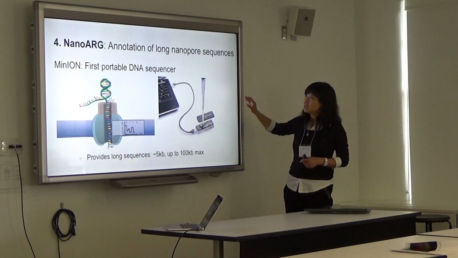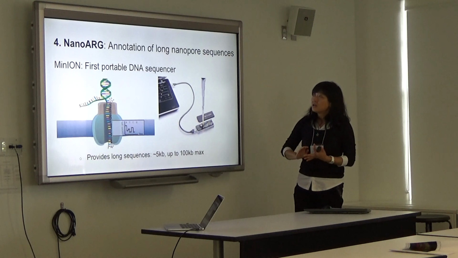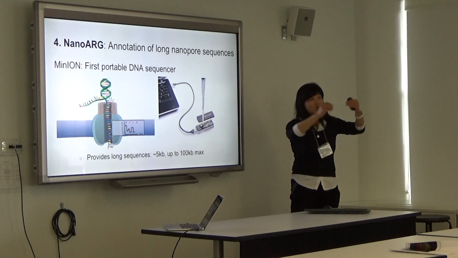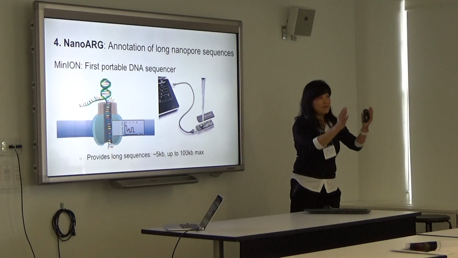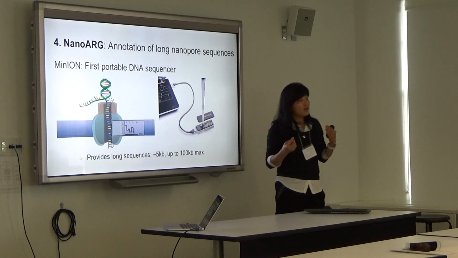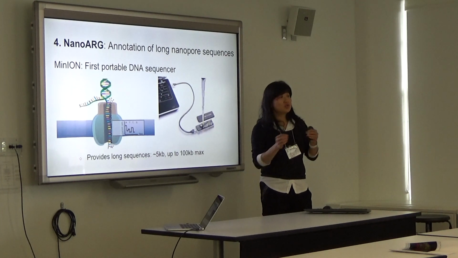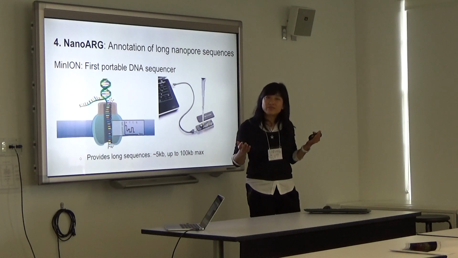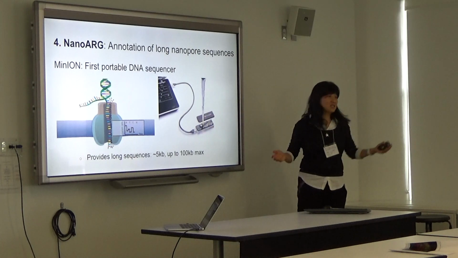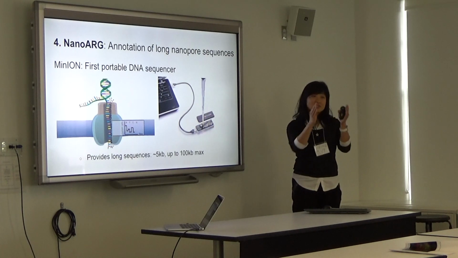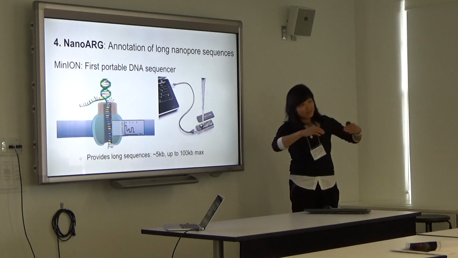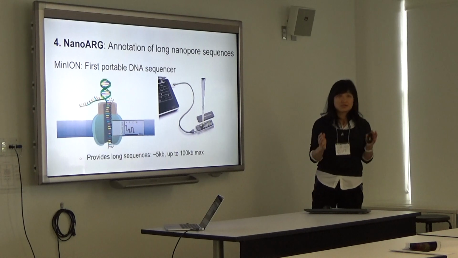The NanoARG is a system we have for annotating long nanopore sequences. So if you have long sequences, I was talking about metagenomic sequences. The sequences that metagenomics data usually have are about 100 base pairs, 150 base pairs, it's short, right? Usually an ARG is 1,000 base pairs or something like that. So you only get a piece. The information you get from that is not as reliable as if you get really long sequences. So that's the bottom line.